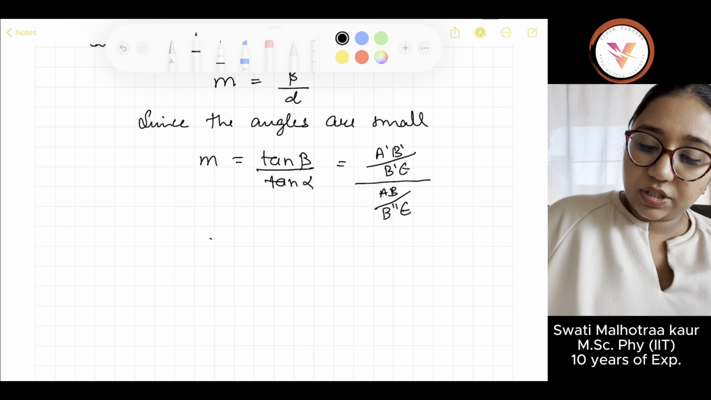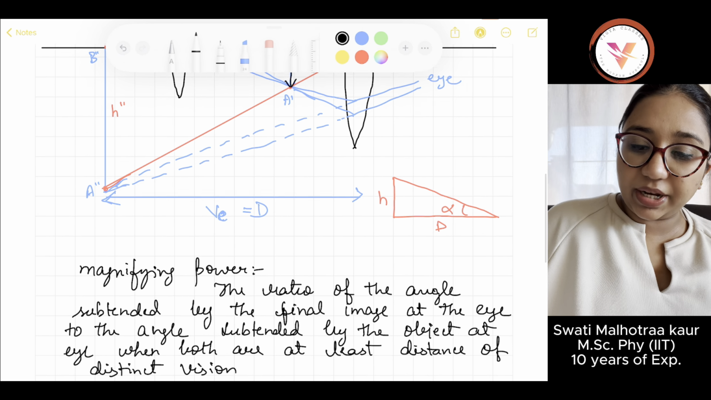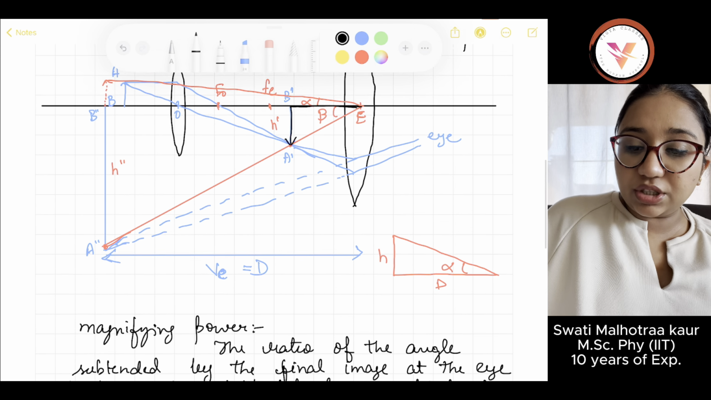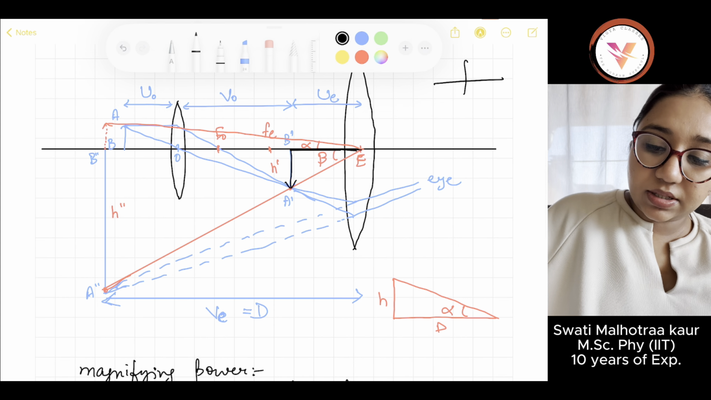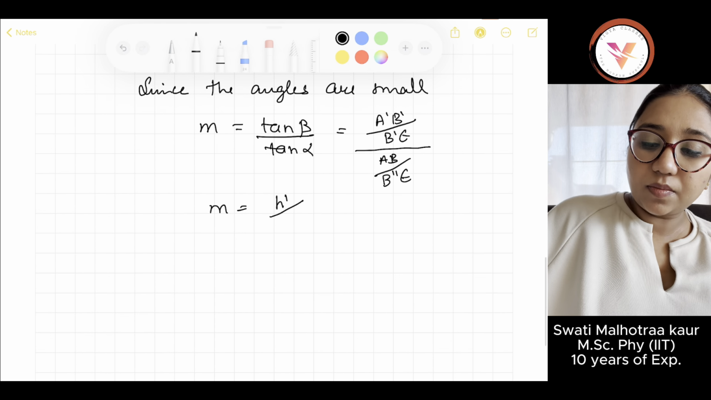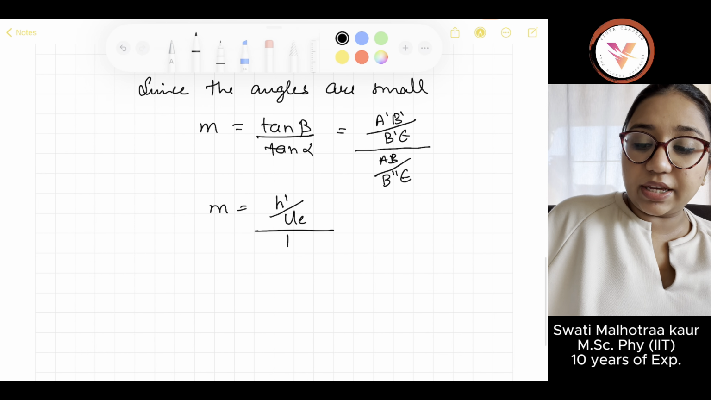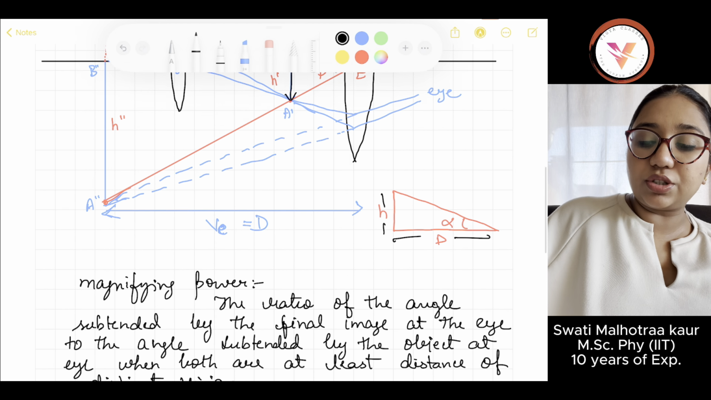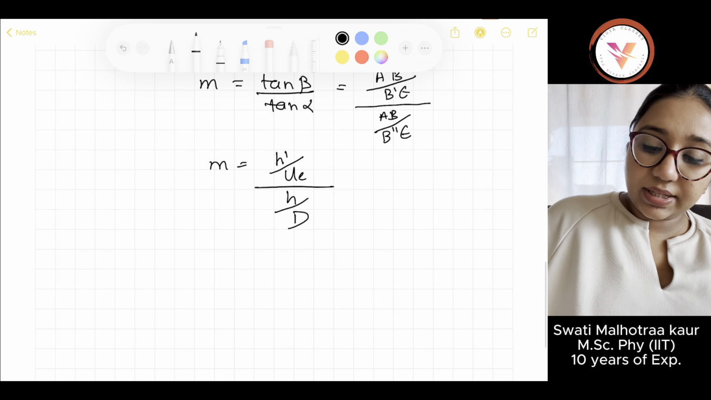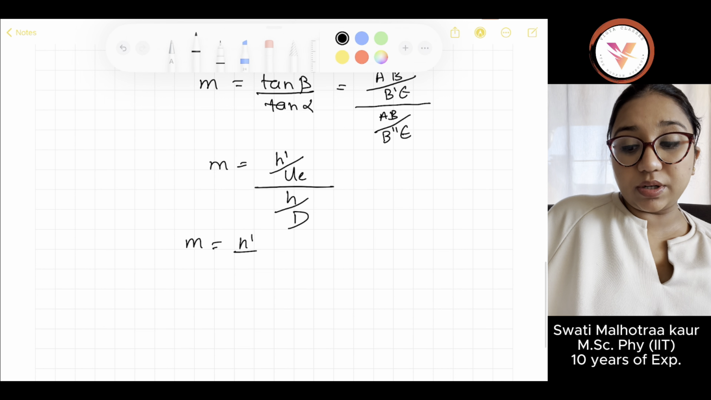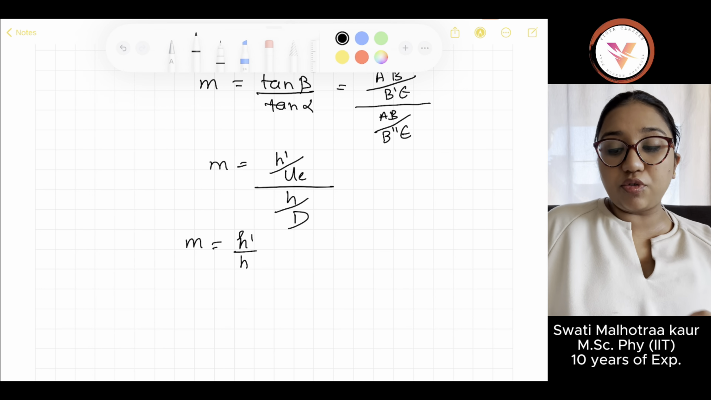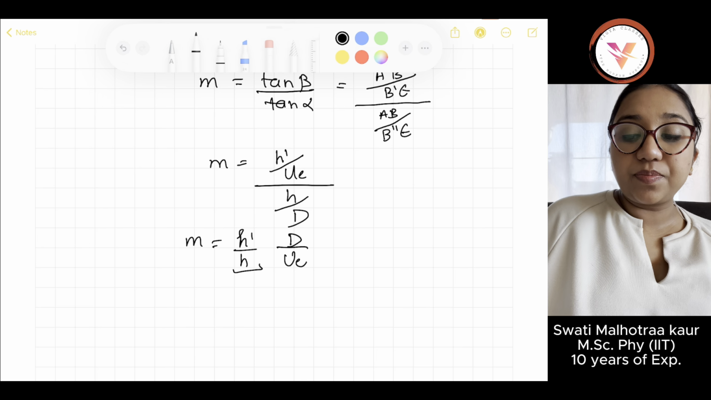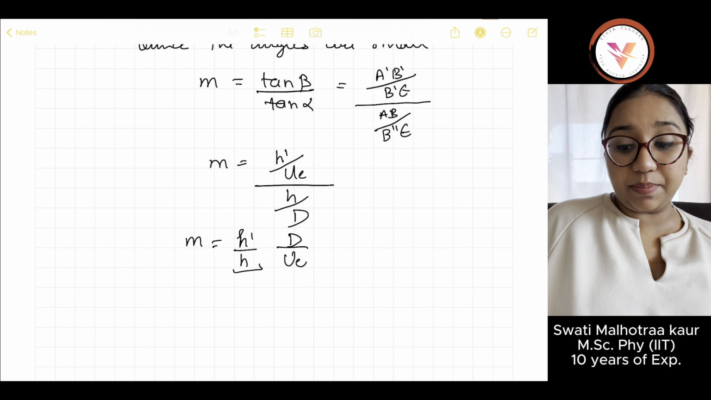Okay, so if I put the values here, then A'B' is basically h', and B'E is this distance, which is UE, over AB is h. B''E is what? D. This is D, this is h. And you can say that this comes out to be h' over h, that is height of image upon height of object for the objective lens, and D by UE, that is VE by UE, for the eyepiece.